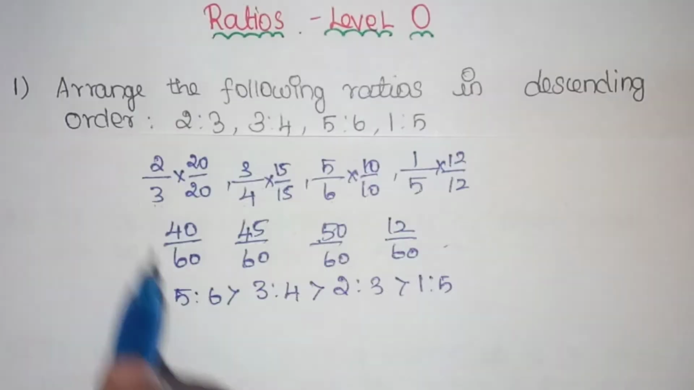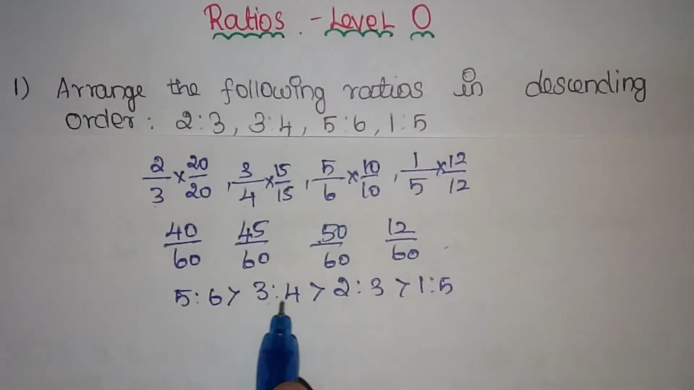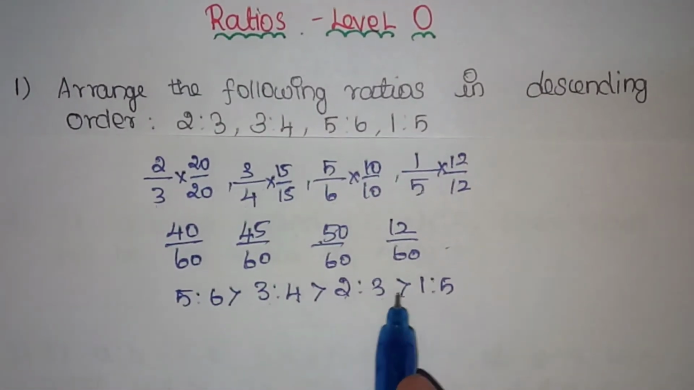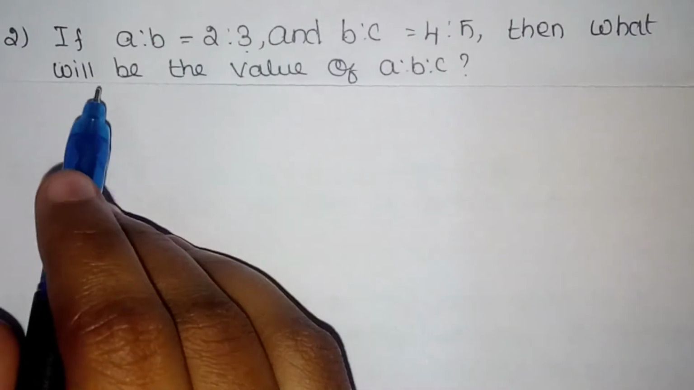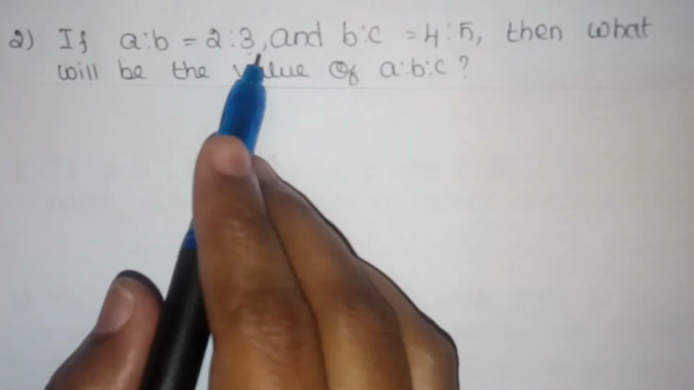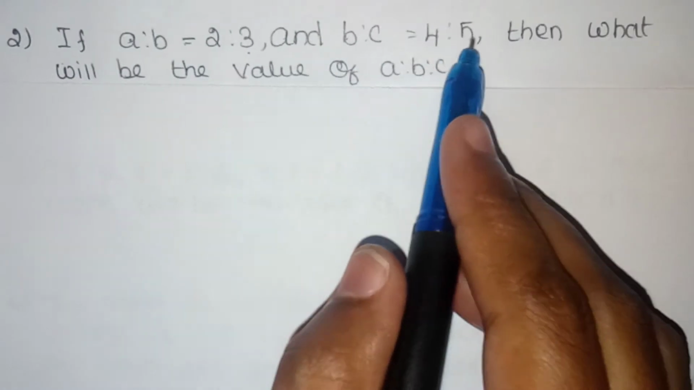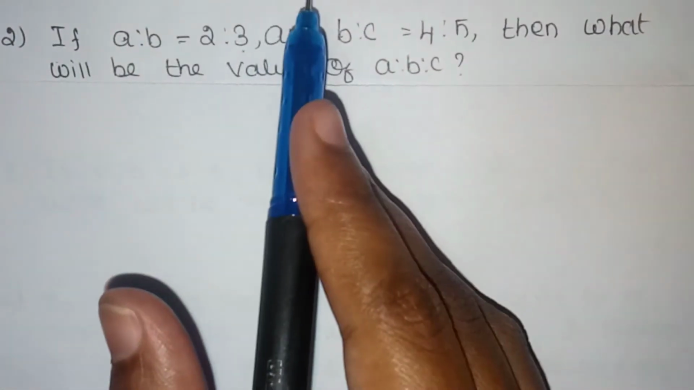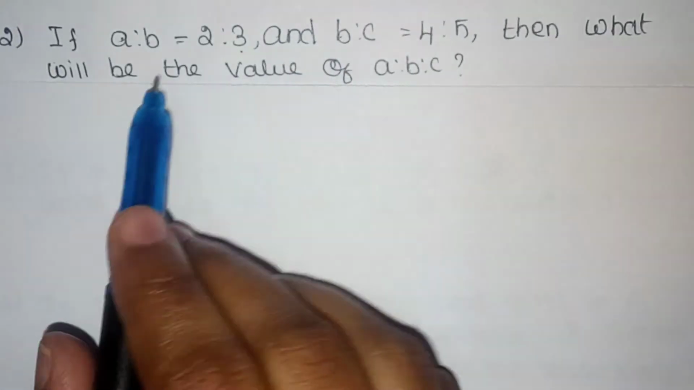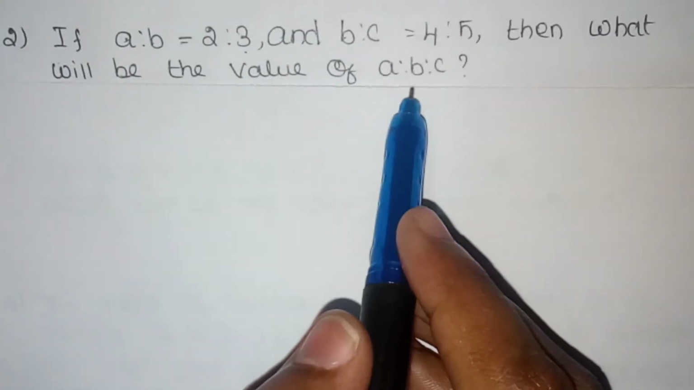So the descending order of the given ratios is 5 is to 6, 3 is to 4, 2 is to 3 and 1 is to 5. Let us see the second problem. Here the problem is: if A is to B is 2 is to 3, B is to C is 4 is to 5, then what will be the value of A is to B is to C? In the previous problem we compared the ratios. Here we are going to combine two ratios to form a single ratio.